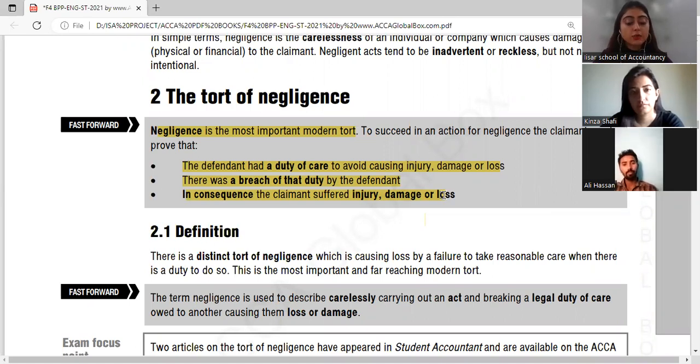Now, this is not like a breach of contract, because breach of contract means breach of a particular term, condition, or warranty.